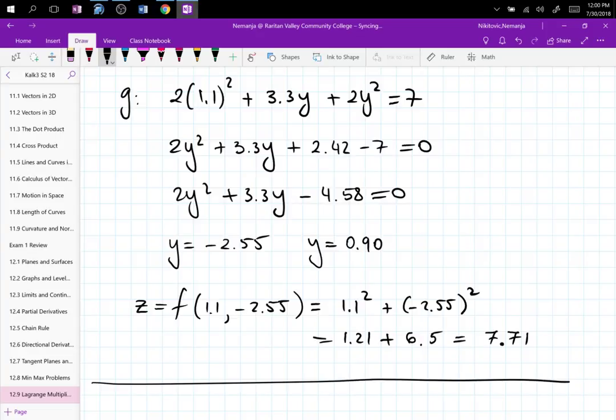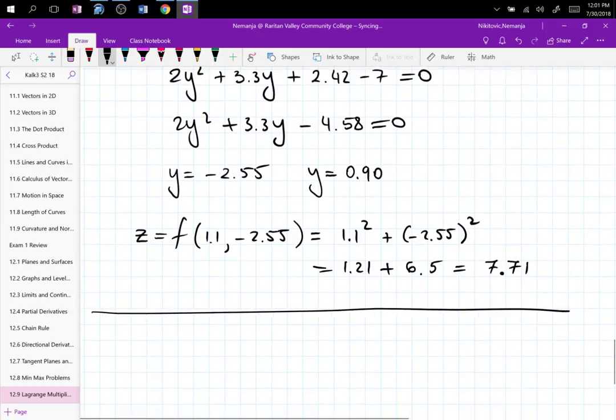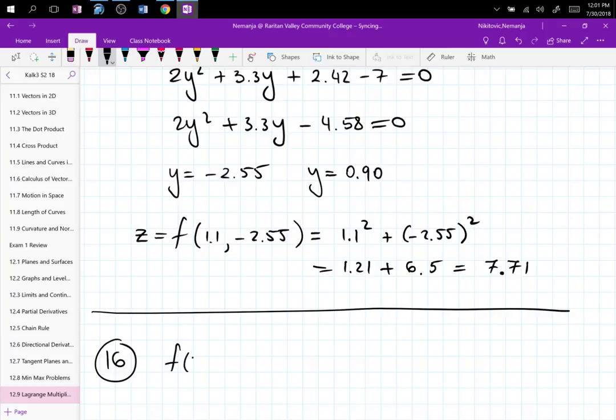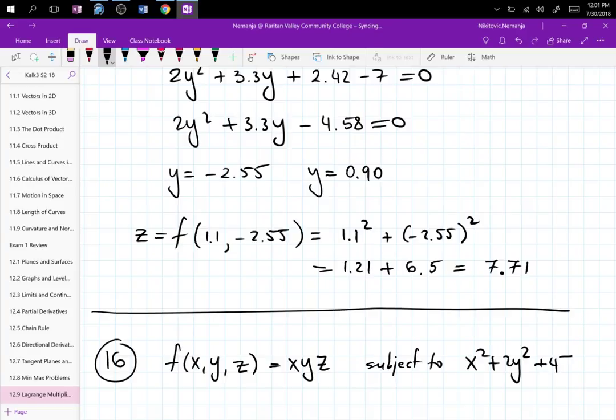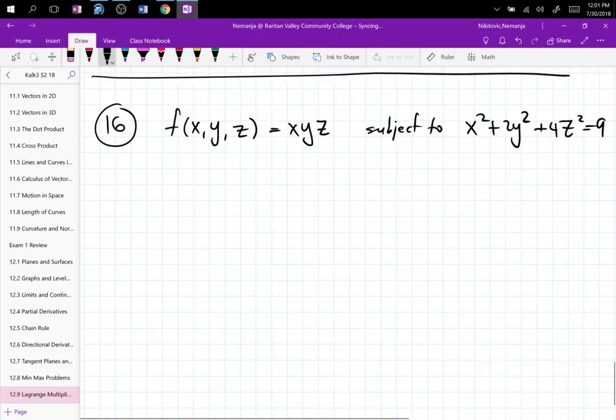So let's see something nice. For instance, 16 is nice. That's almost the first problem that they give. So f of xyz is equal to xyz, subject to x squared plus 2y squared plus 4z squared equals 9. So there's your 4x4 case.